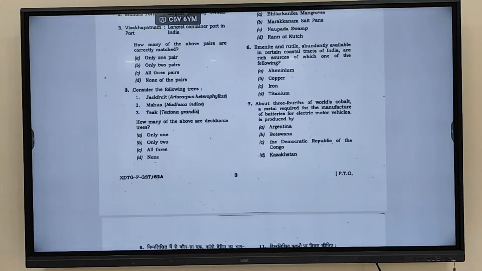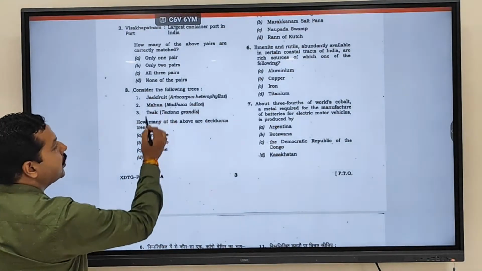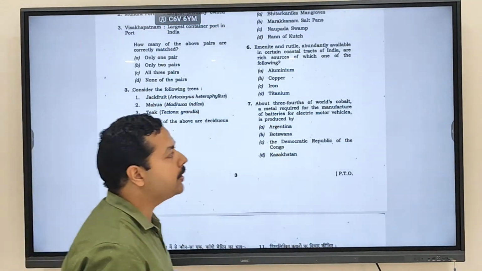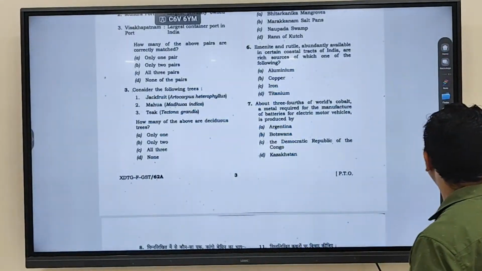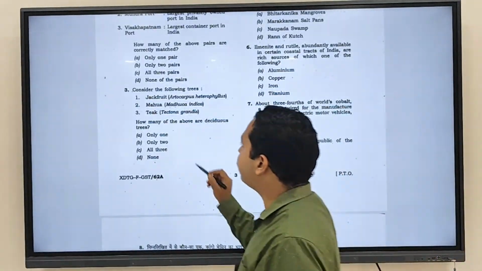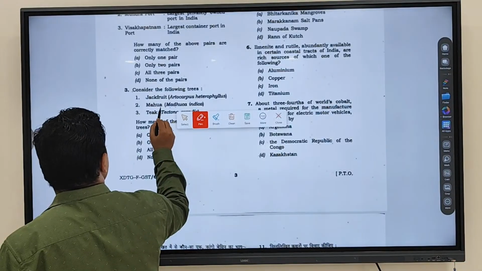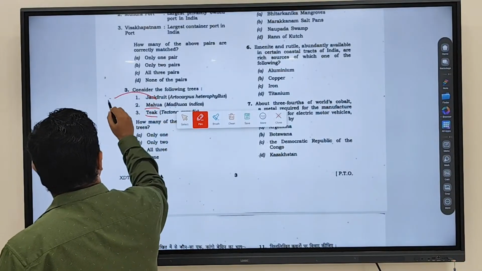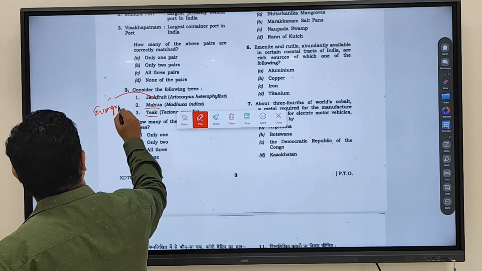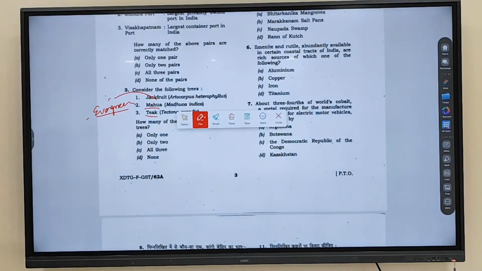Clear? So here teak and mahua. Teak and mahua, these are which type of trees? These are deciduous trees. Jackfruit that you use is an evergreen one. Jackfruit is an evergreen tree. Teak and mahua are deciduous trees. Fine. So just keep this in mind, which are deciduous trees and which are evergreen trees. UPSC is asking this type of question in the examination.